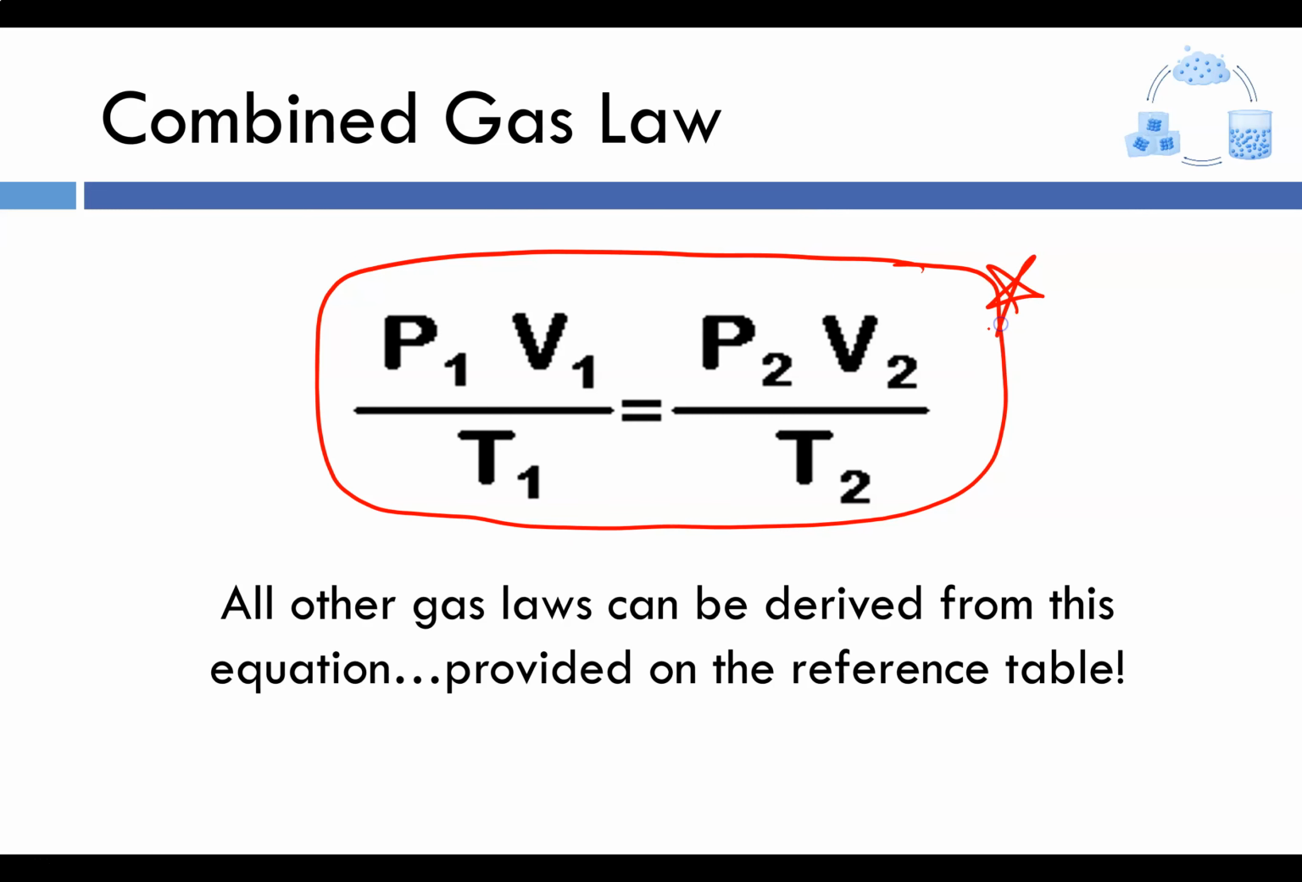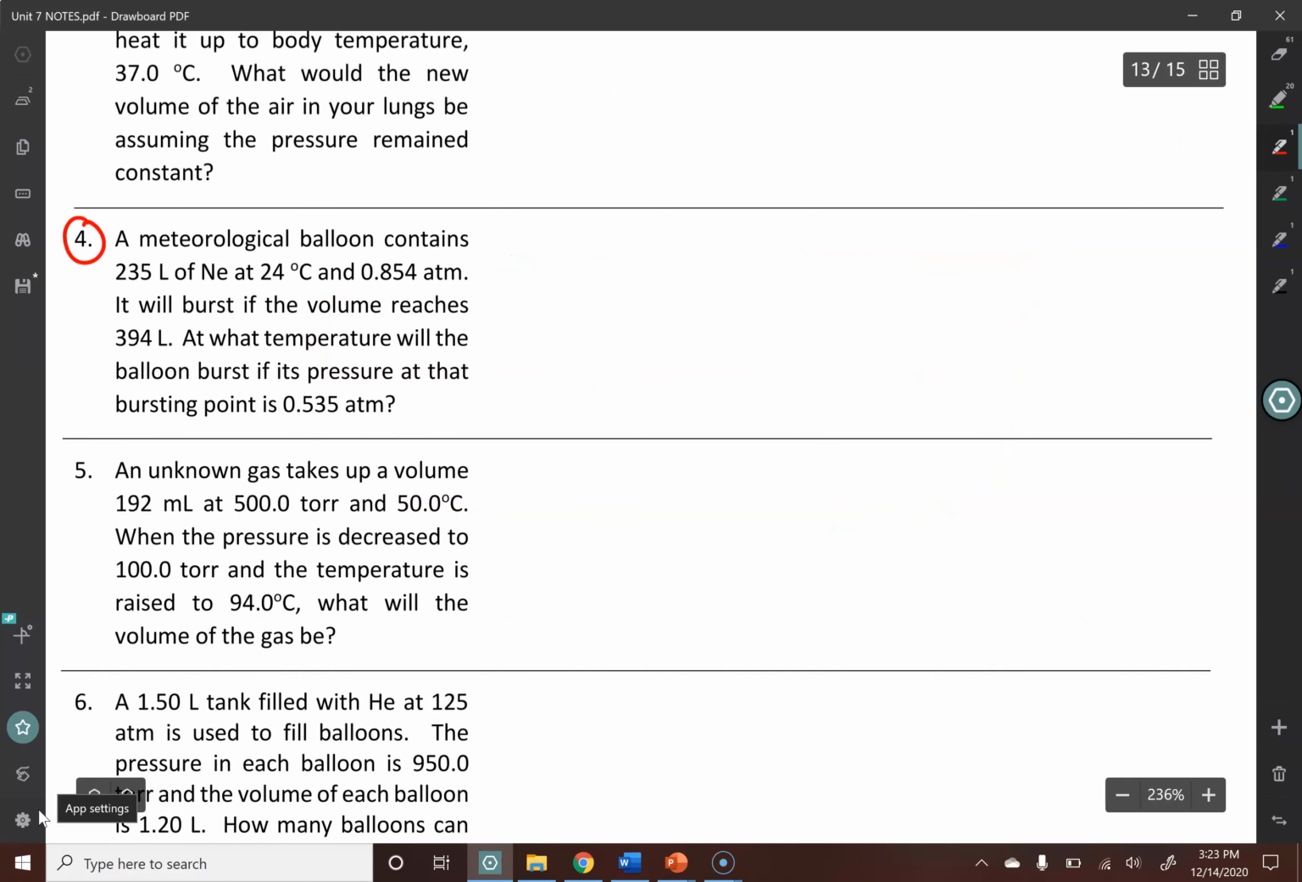Let's try out a practice problem using the combined gas law, because that's definitely more complicated than Charles, Boyle's, or Gay-Lussac's. So let's take a look at practice problems. All right, actually, I lied. Let's do question number 5. An unknown gas takes up a volume of 192 milliliters at 500 torr and 50 degrees Celsius. When the pressure is decreased to 100 torr and the temperature is raised to 94 degrees Celsius, what will the volume of the gas be?